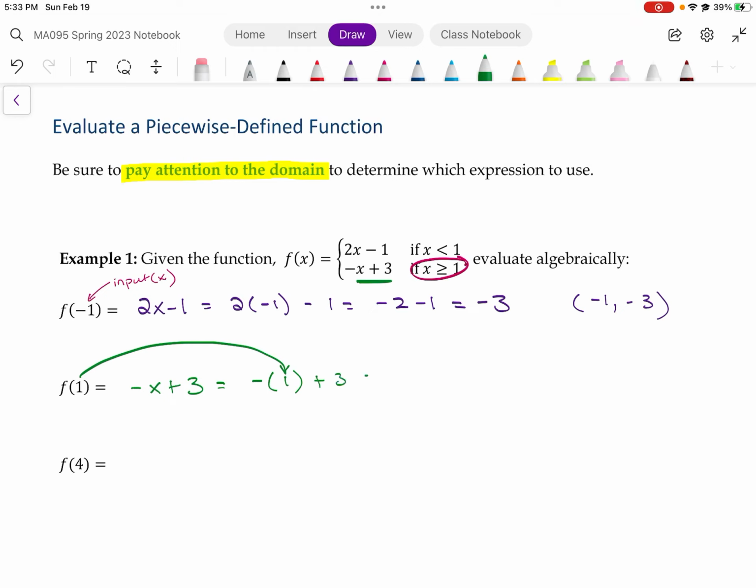Plus 3. So negative 1 plus 3 is 2. So we have the point here, 1, 2. And that's on the other line.